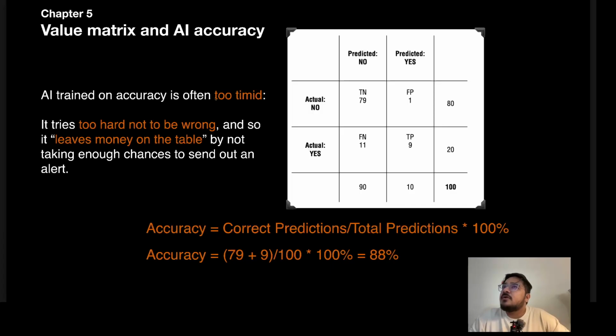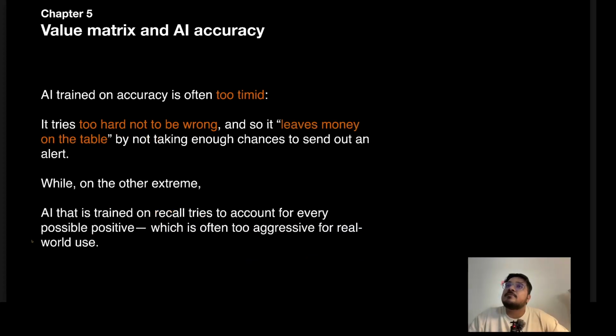An AI trained on accuracy is often too timid. It tries too hard not to be wrong. So when the AI is too accurate, it tries that it shouldn't be wrong most of the time. So it leaves money on the table. It means that it doesn't take any risk to go ahead and tell the user that there could be a problem. It will save itself, because even if it's not sure, say 5 or 10%, then it will not make any call. So we need to understand how we are choosing the AI model at the time.